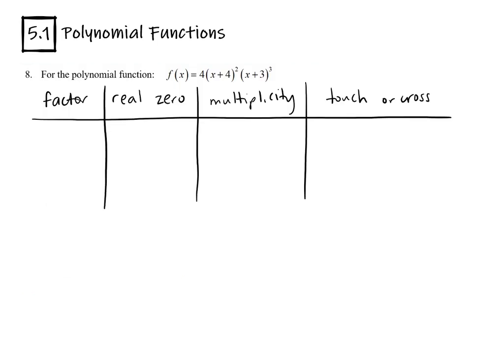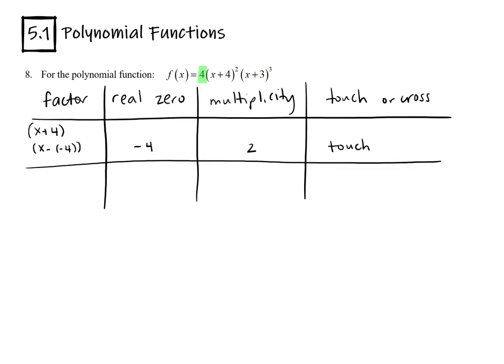For number 8, it gives us a polynomial function that's already been factored for us. I want to point out that one of the factors is just 4, and that happens to be the leading coefficient. It's not written in the format x minus r. The ones that are written in the format x minus r: x plus 4 is another way of saying x minus negative 4. What's our real 0 from that factor? Our real 0 is negative 4. It has a multiplicity of 2. And because it's an even multiplicity, it touches the x-axis but does not cross it.